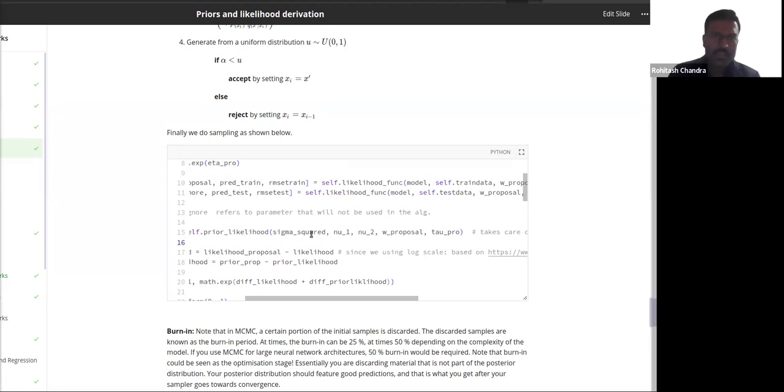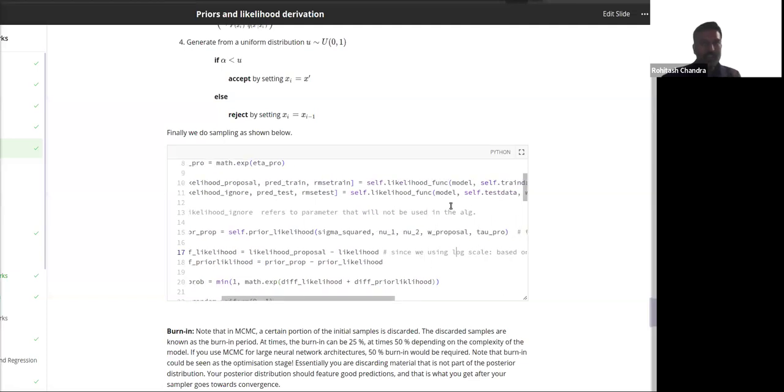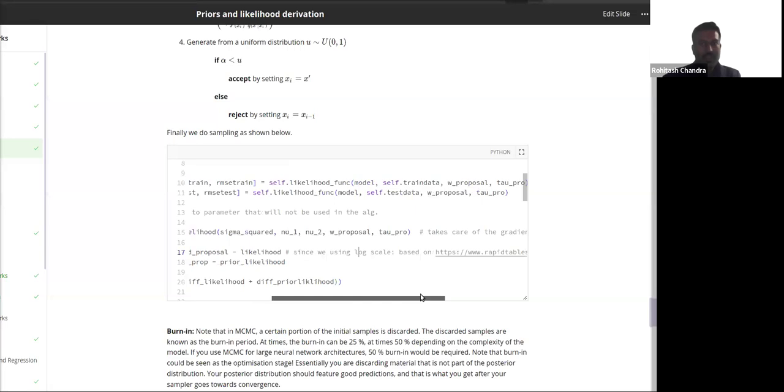So that sigma squared basically defines the spread of the prior distribution. The nu1, nu2, they are zeros. That kind of defines the inverse gamma distribution prior. And so for this current step in the chain, we get the proposal with the tau pro. I mean, we use the proposal in tau pro, the same values that were used there to get the likelihood, we use to get the prior.